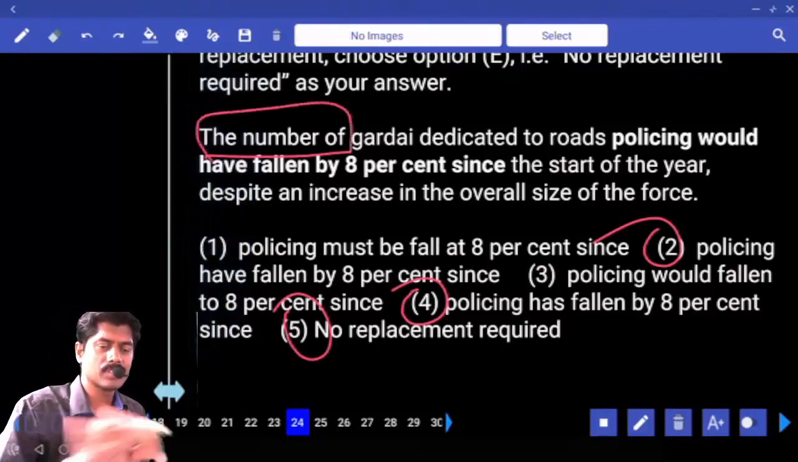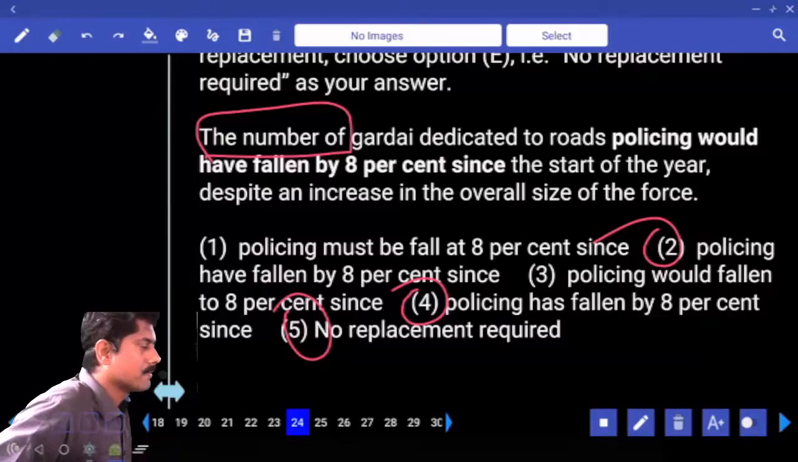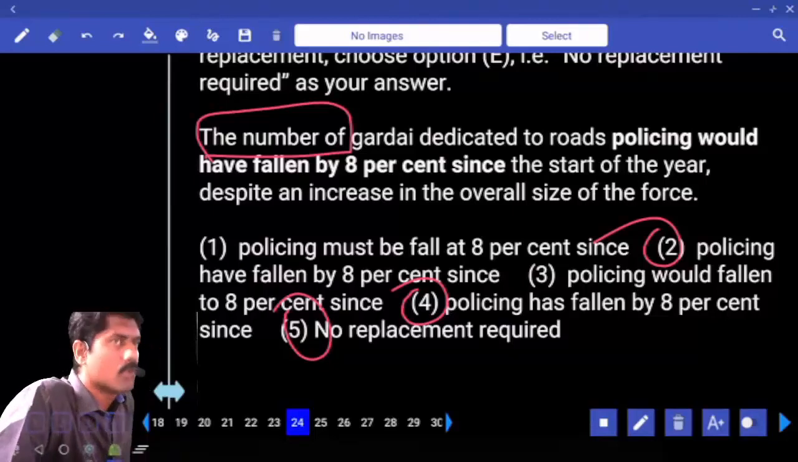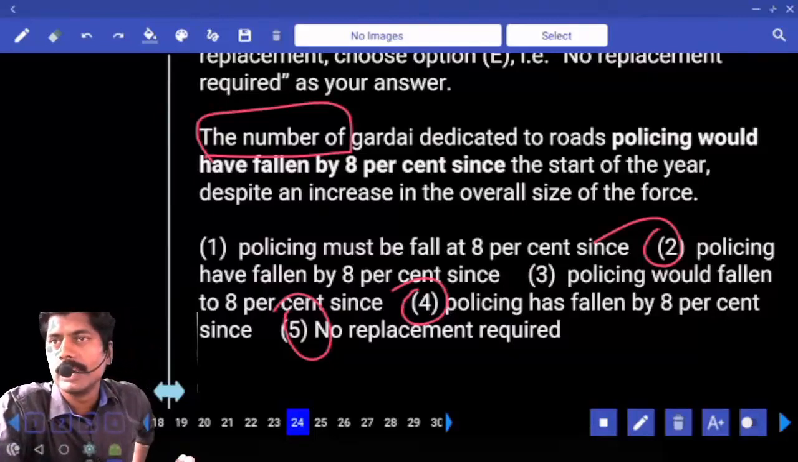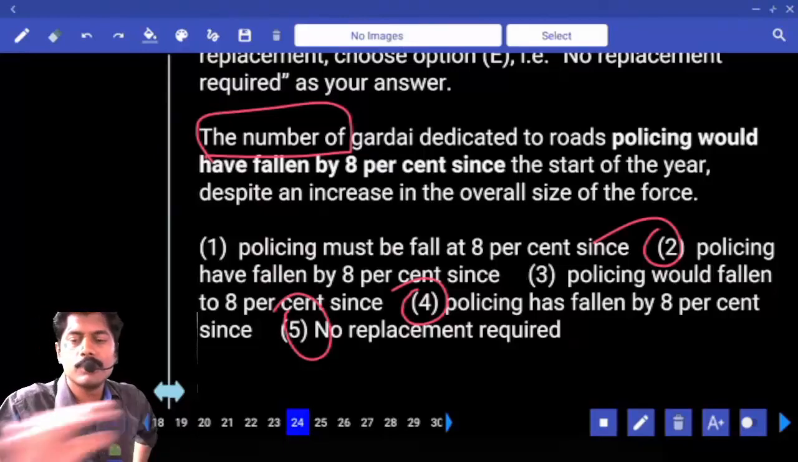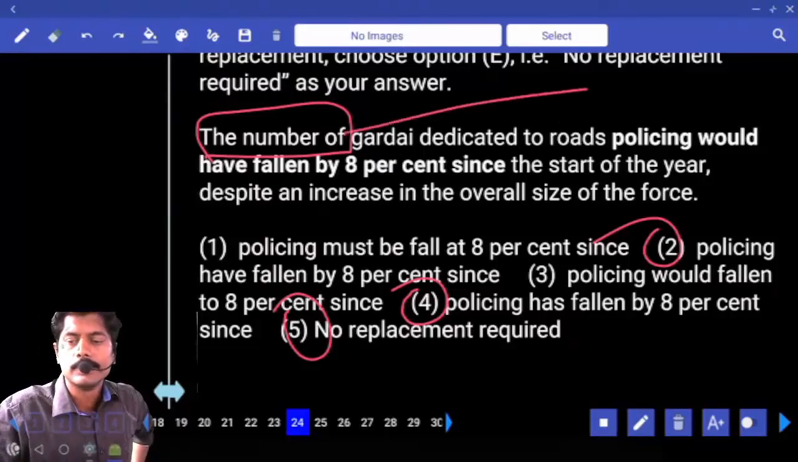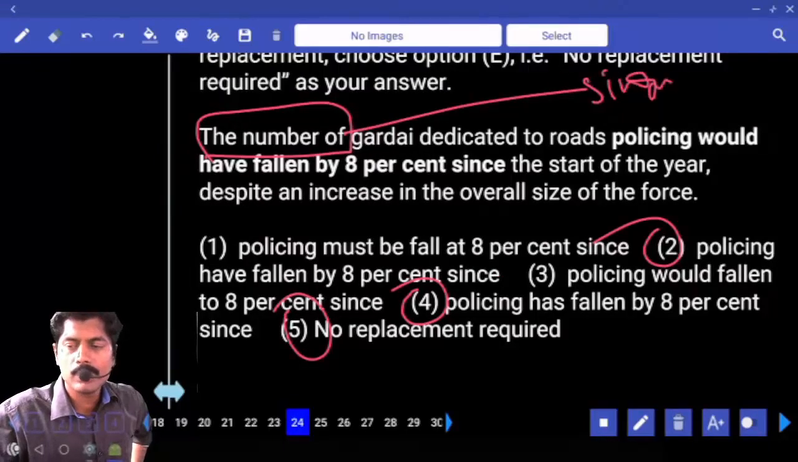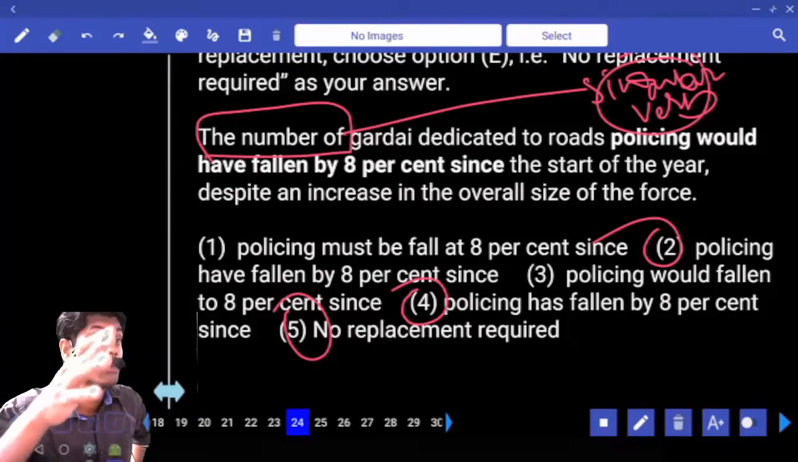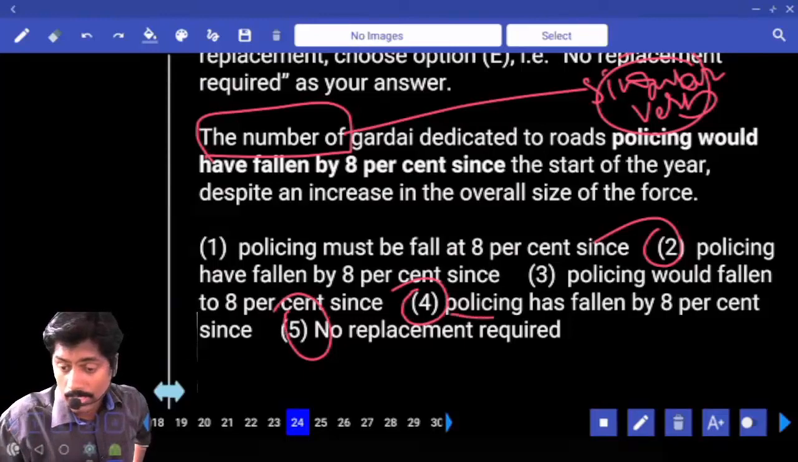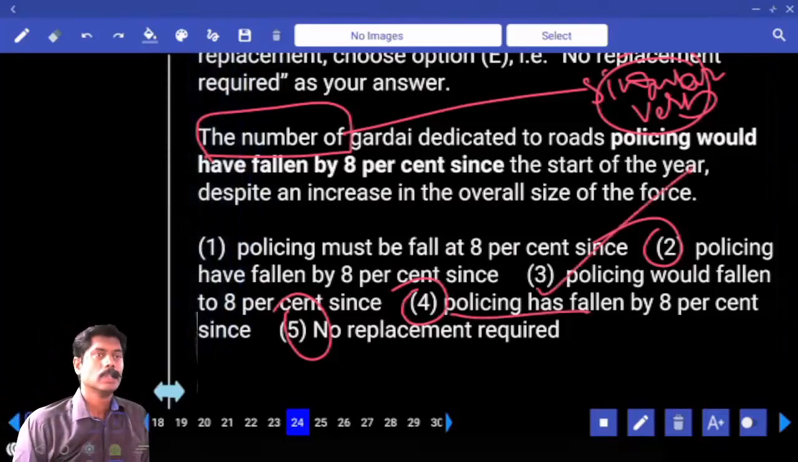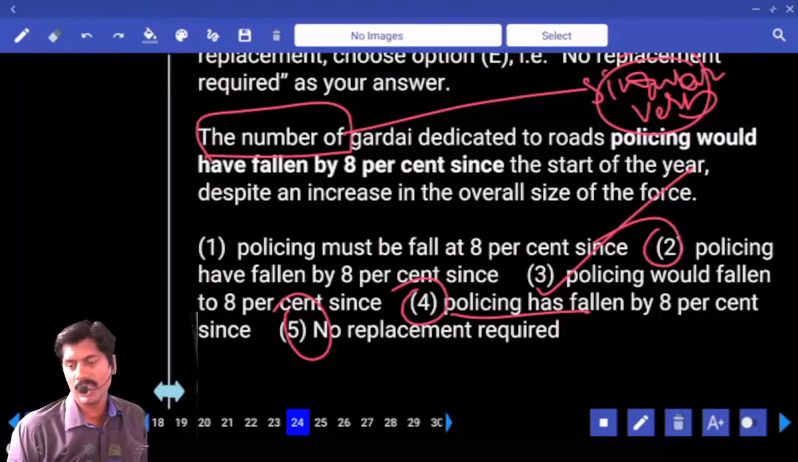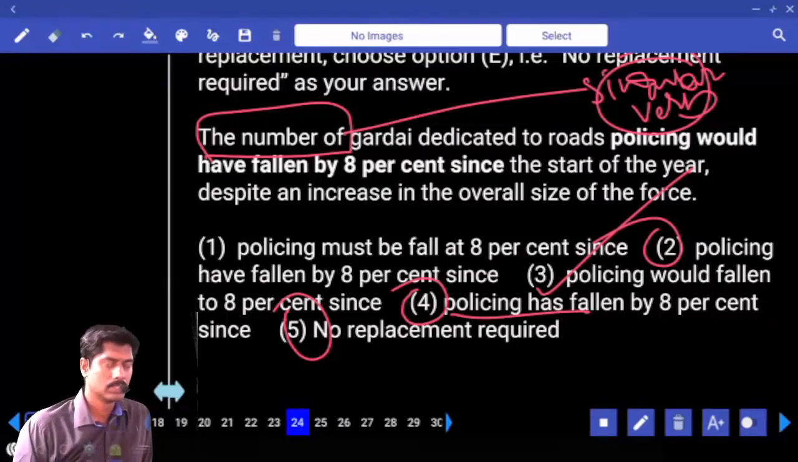Whenever a sentence starts with the number of, the verb should always be singular. The number of means the verb should be singular. A number of means the verb should be plural. A number of, plural; the number of, singular. So, has fallen. The number of Gardai dedicated to roads policing has fallen. The number has fallen.